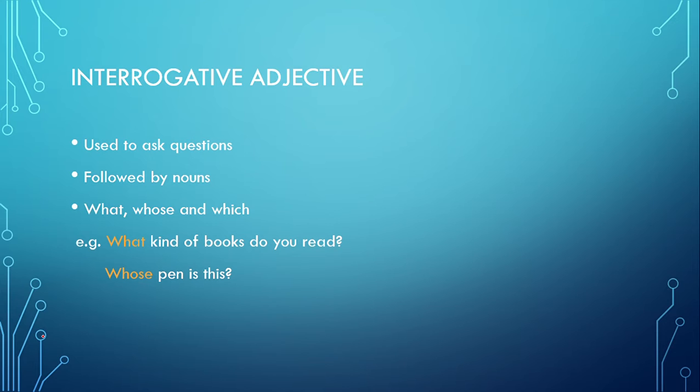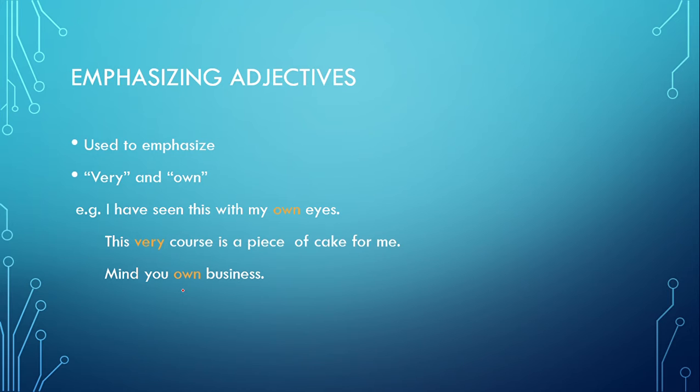For example, if I say, what kind of books do you read? Now, this what is modifying kind of books. So this is interrogative adjective. Next is, whose pen is this? Now this word whose is modifying pen. Got it? Next is emphasizing adjective.